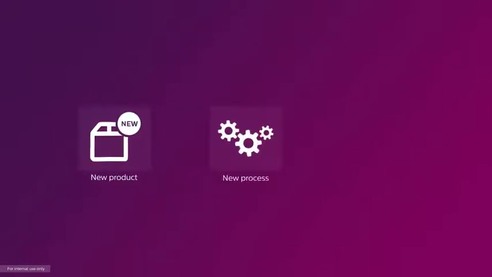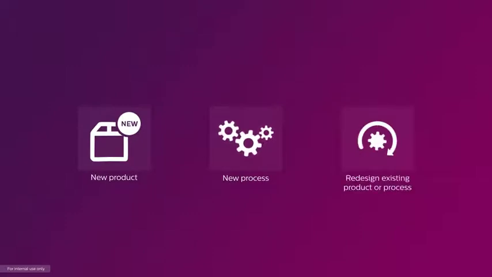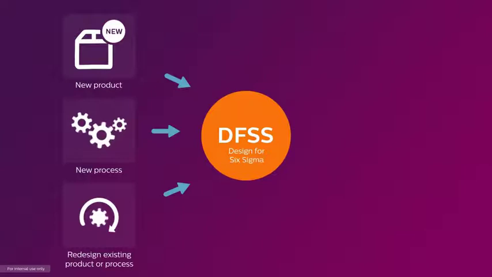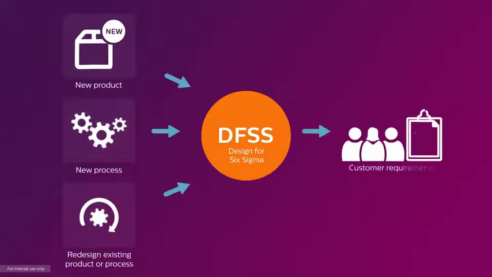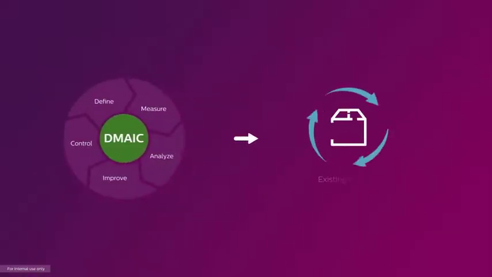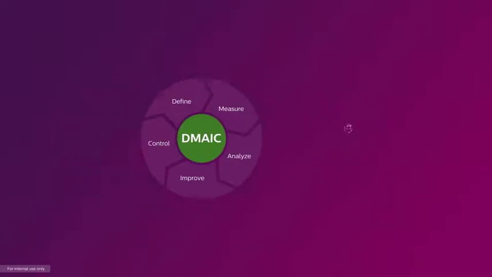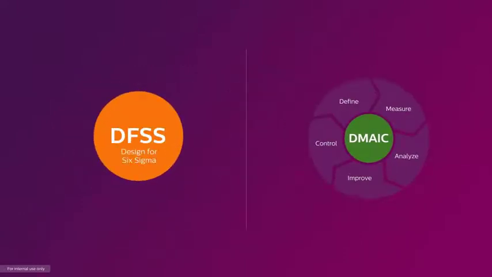If you need to design a new product or a process, or even the next generation version of an existing product, use DFSS because it helps you meet customers' requirements from the very beginning. However, to improve existing processes or products, use DMAIC. Let's understand these two methods in detail.